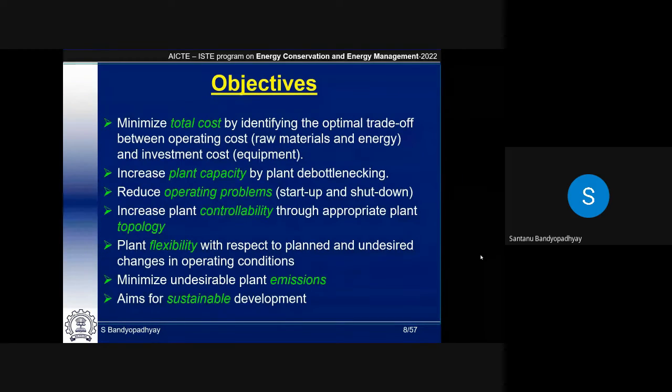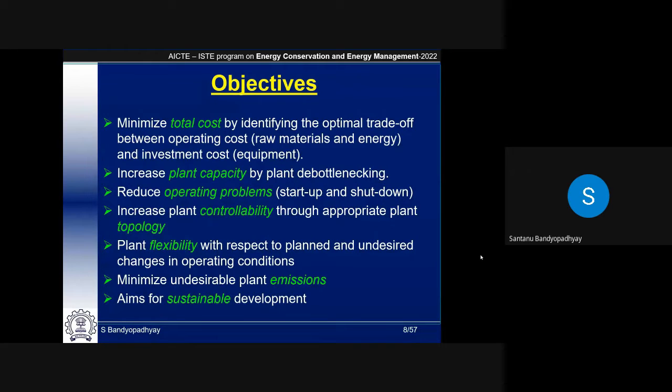The objective of process integration is to minimize the total cost, looking at the trade-off between capital investment and operating cost. Then, can we enhance the plant capacity by debottlenecking? Now, debottlenecking is the other side of the coin called energy conservation. Whenever you do energy conservation, you keep the production the same and try to reduce the energy requirement. On the other hand, when you talk about debottlenecking, we keep the energy requirement the same but enhance the production. So it's just the other side of the coin.